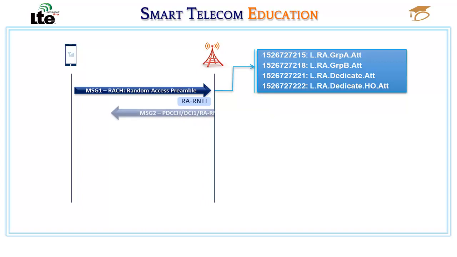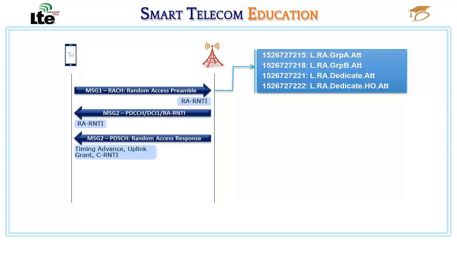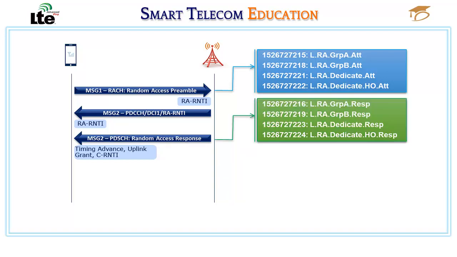By sending message 2, the random access response, to the UE, the eNode B increments the following counters based on the received random access preamble type: LTE random access group A response, LTE random access group B response counter, LTE random access dedicated response, and LTE random access dedicated for handover response counter.